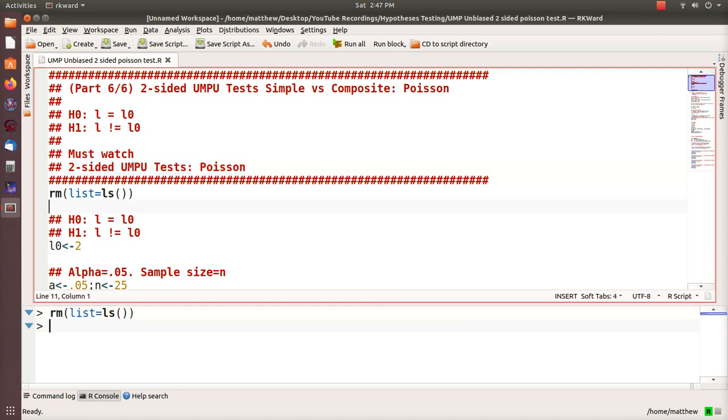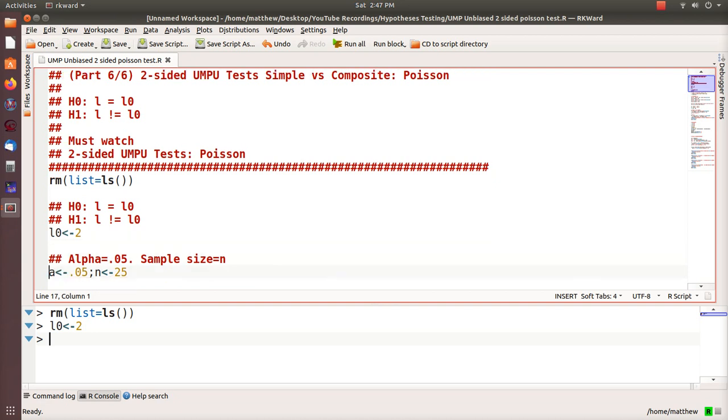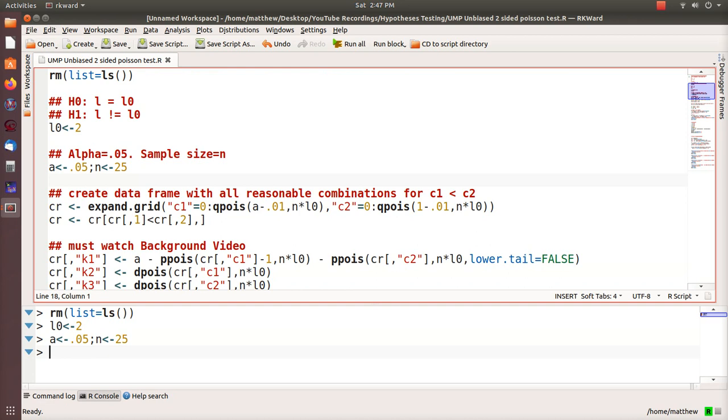I always like to remove all the objects from the list. Let's assume that we're testing lambda is equal to 2, and that's L0, which stands for lambda naught. Let's do it at the alpha 0.05 level, sample size of 25.